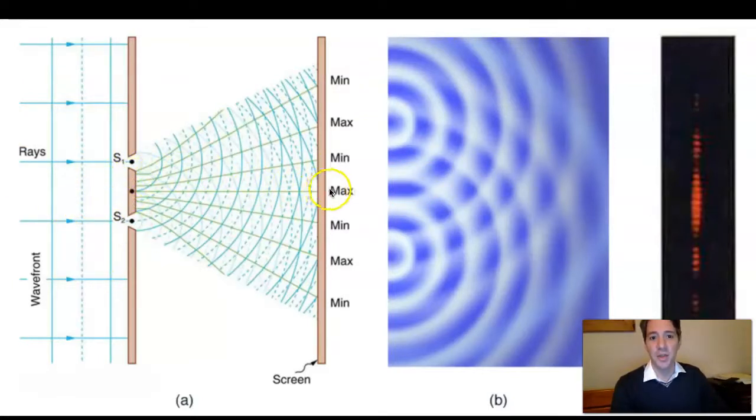And on the other side, you get this pattern on the screen over here where there's a maximum and then a minimum and then a maximum and a minimum. The maximum is the bright spot. The minimum is the dark spot. Maximum, minimum, maximum, minimum.